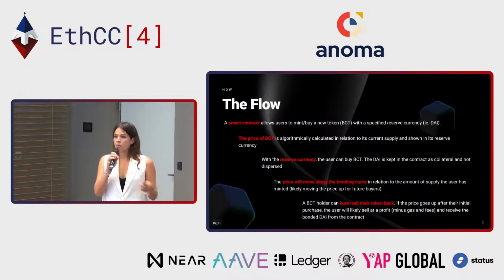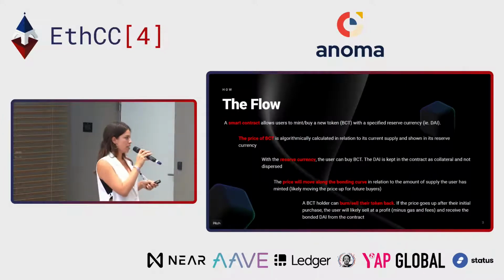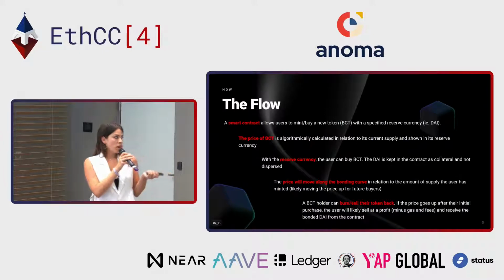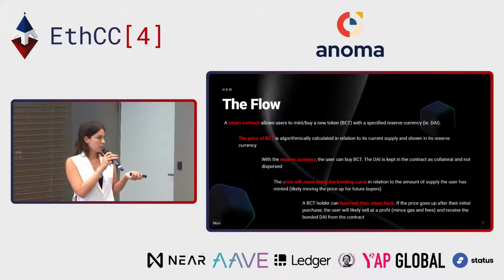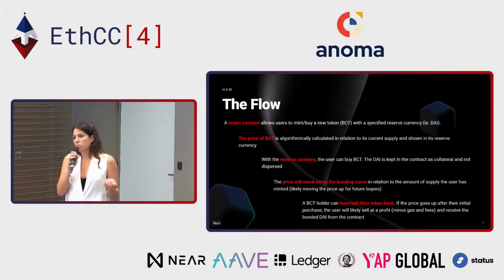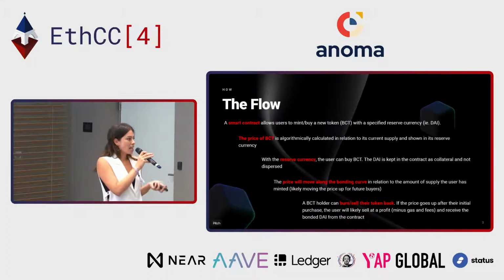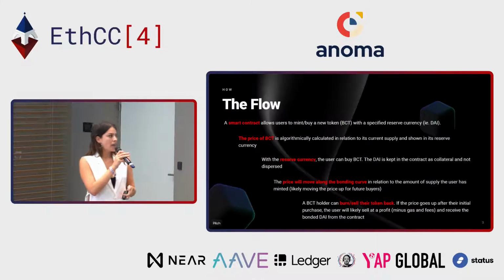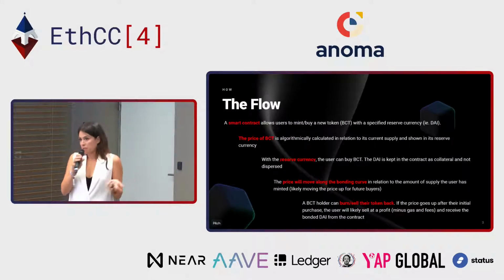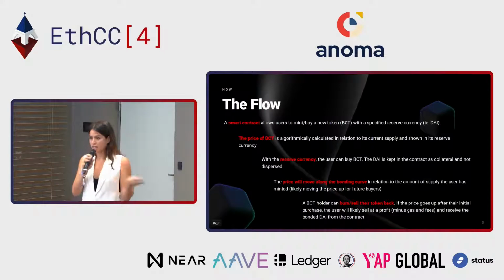The DAI they send in will then go to the smart contract and be reserved there until other people want to come and burn and take the reserve currency out. The price will move along the bonding curve in relation to the amount of supply the user has minted. So it'll move the price up for future buyers. And at any time, as I said, the user can come and burn and sell their token back on it, and they'll likely, if the price has gone up at that point, obviously make some return on that.